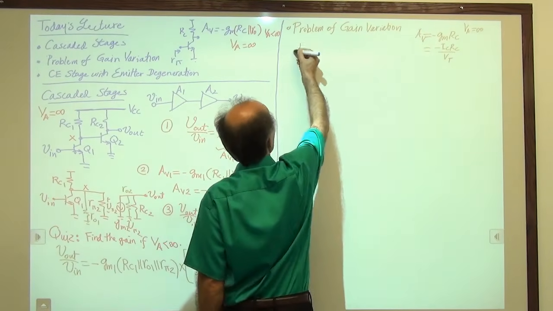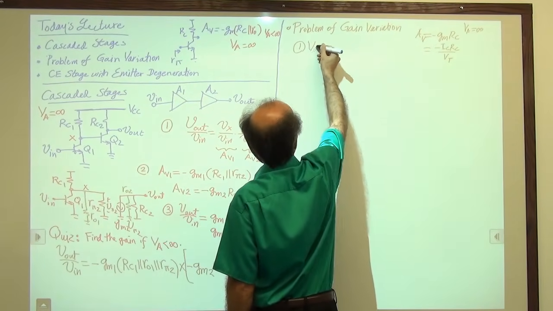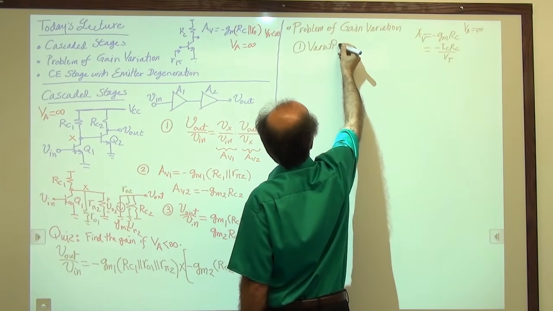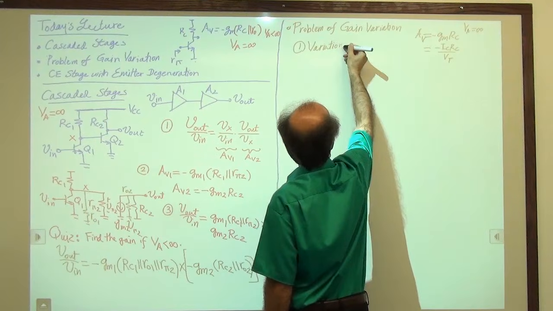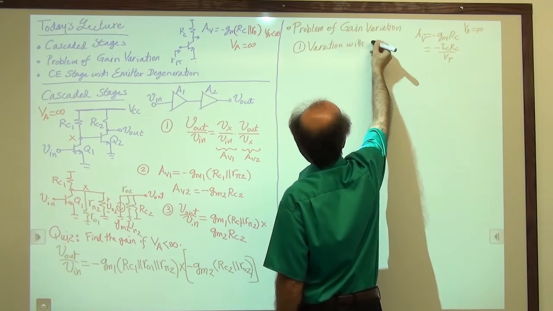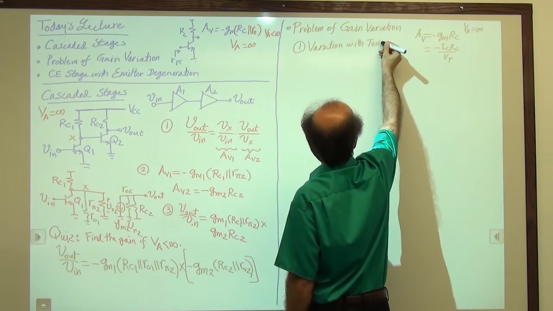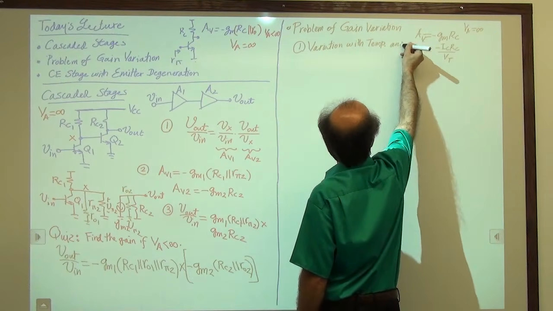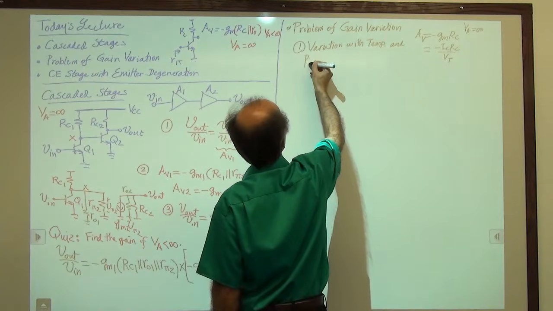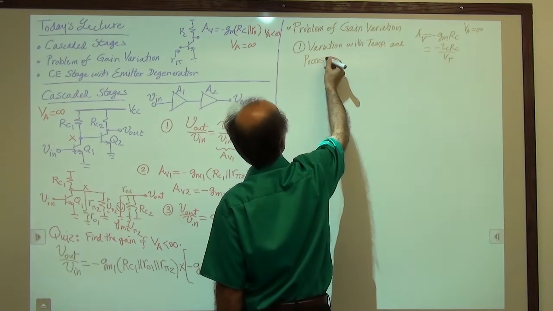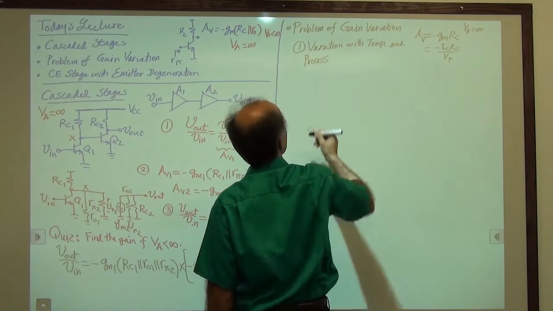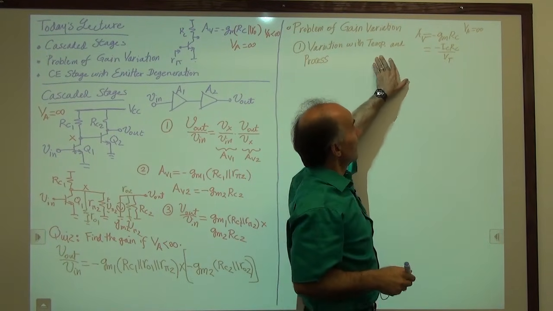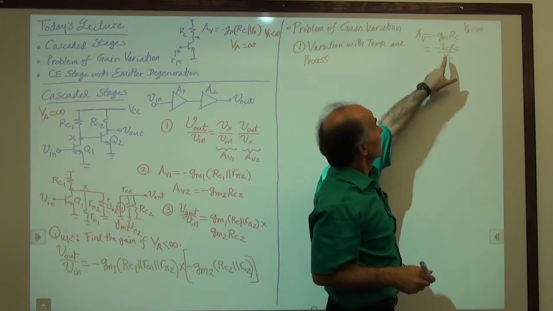So the first issue is variation with temperature and process. I have to tell you what that means, process, but we'll get there. All right, variation with temperature. Is that obvious? That's sort of obvious.